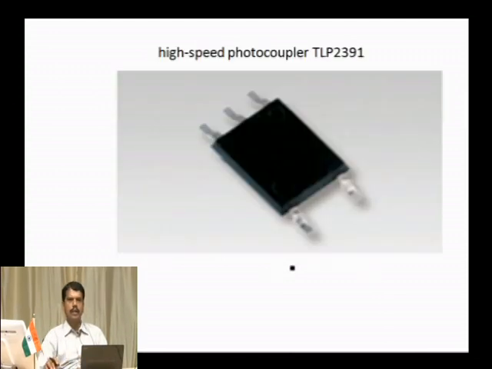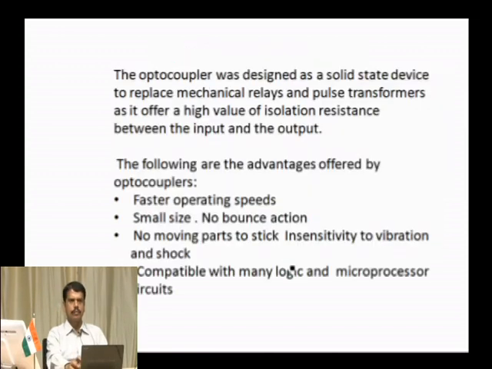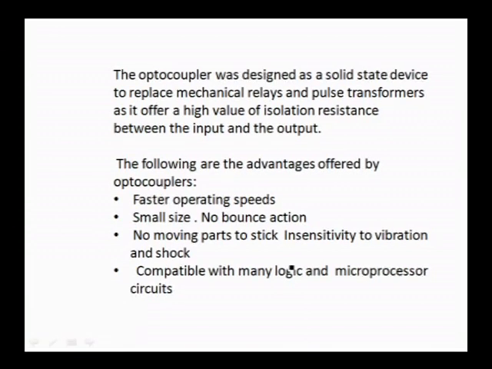A particular high speed photocoupler is shown here. Why was the optocoupler designed? It is a solid state device to replace mechanical relays and pulse transformers, as it offers a high value of isolation resistance. Isolation resistance, as already told, is very high between input and output, because the only connection between input and output is through the light. There is no electrical connection.